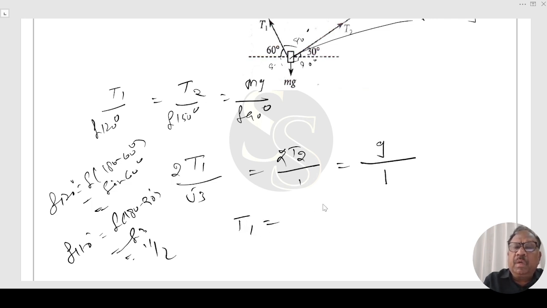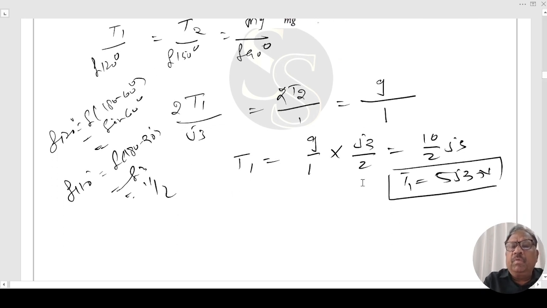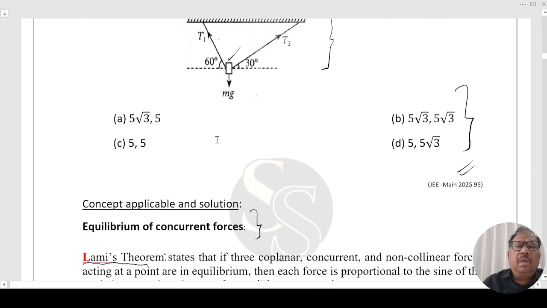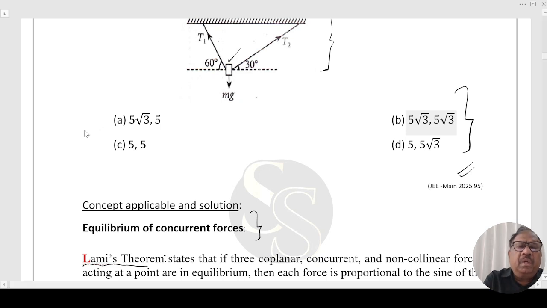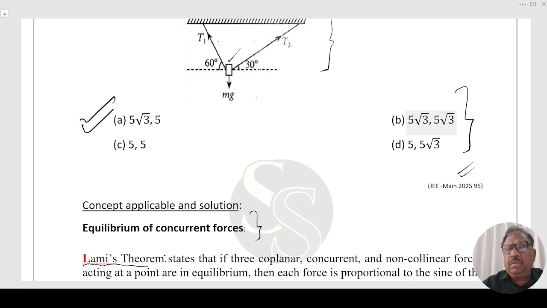So T1 comes out to be g into root 3 by 2, that is 10 by 2 root 3, that is 5 root 3 Newton. T1 is this one. And T2 will come out to be g by 2, that is 10 by 2, that is 5 Newton. This is T2, this is T1. Let's check the answer. 5 root 3 and 5, A is the correct answer. Right? Next question.